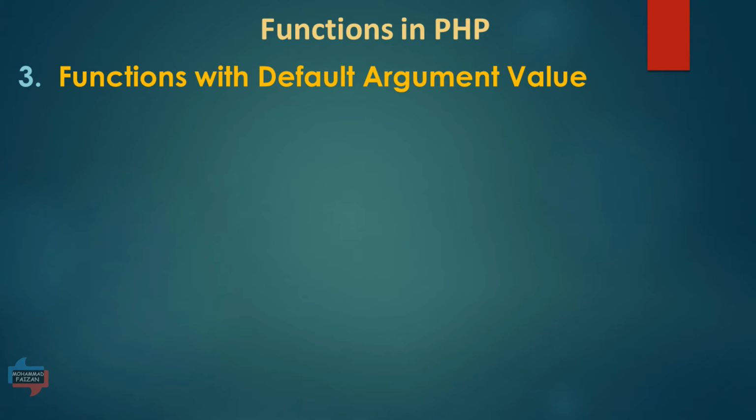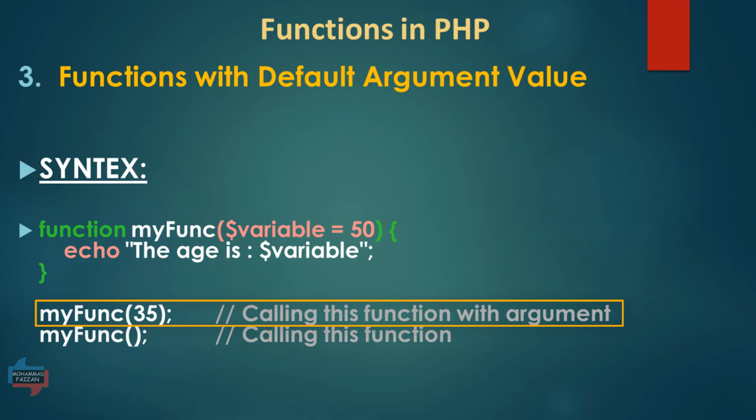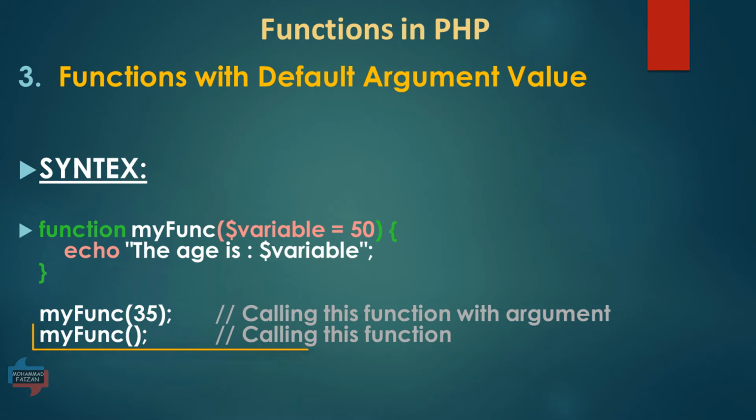Next, function with default argument value. We define a function whose name is myfunc and define a variable, $variable, in this function, to which we give the value 50, which is the default. Inside the braces we echo the age is and the variable name. Here I call this function two times. The first time, I call it with an argument, value 35, and the second time I don't give any argument value. It means it takes the default value 50. So we will see in the practical section how we can do this.